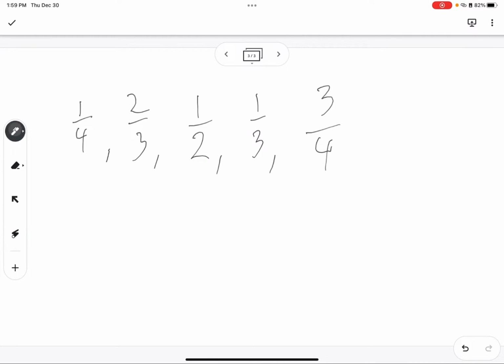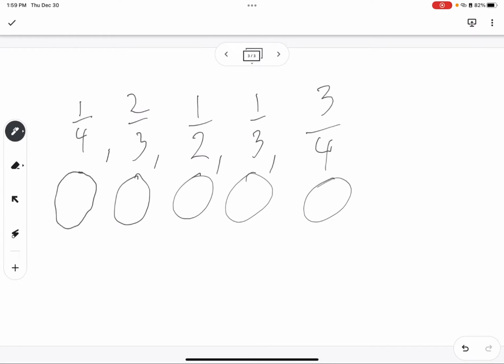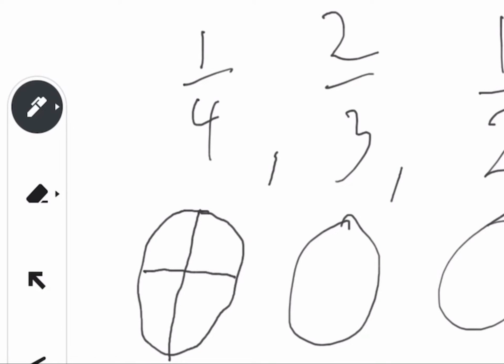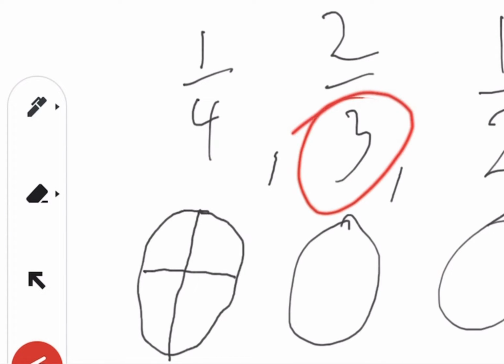So, glad you're back. Let's go ahead and look at this. I've got my circles here, and for this fraction, how many parts am I going to divide my whole into? 4. And here, how many am I going to divide my whole into? That's right, 3.